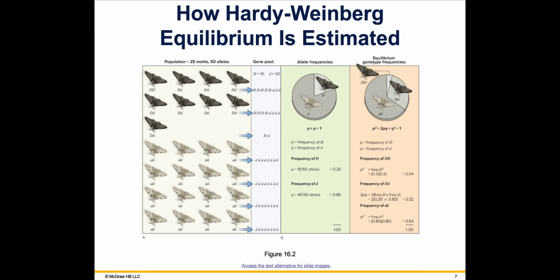There is going to be another equation we will see in just a moment. This is my p squared plus 2pq plus q squared equals 1. And that now is not just dominant and recessive alleles, but that's actually my genotype frequency, where p squared is how many homozygous dominant individuals there are. My 2pq is how many heterozygous individuals there are. And my q squared is how many homozygous recessive individuals there are.